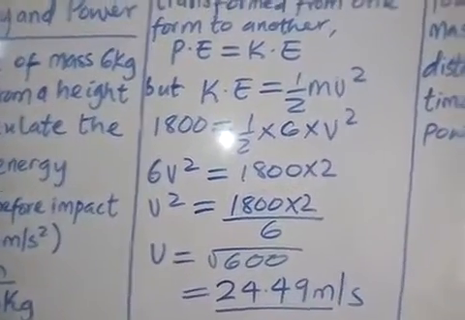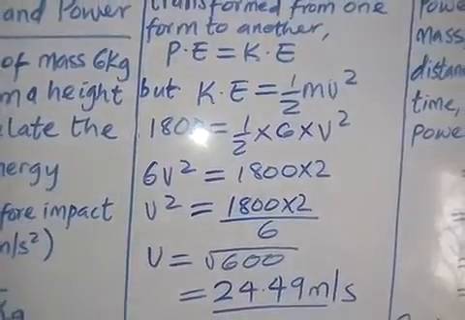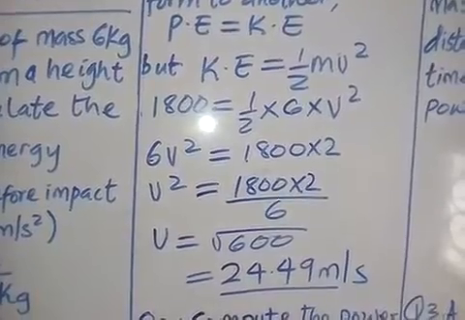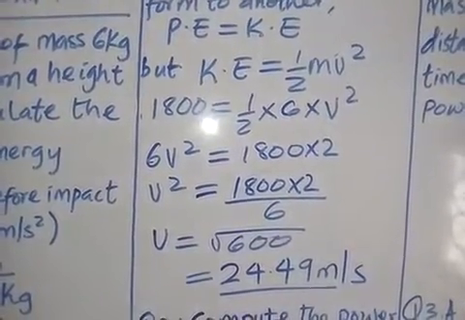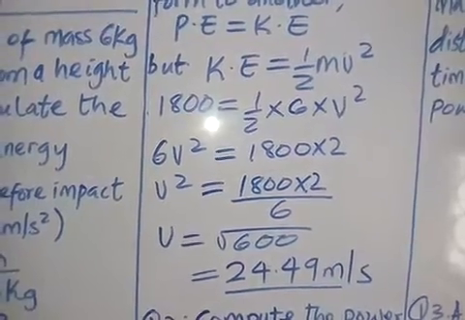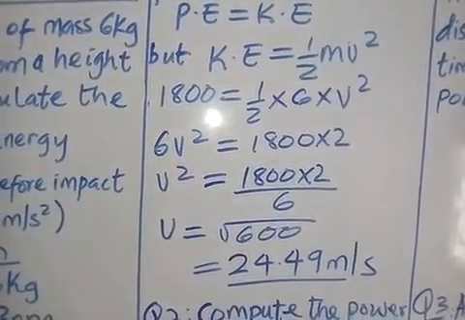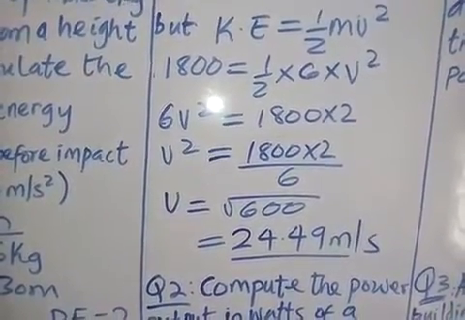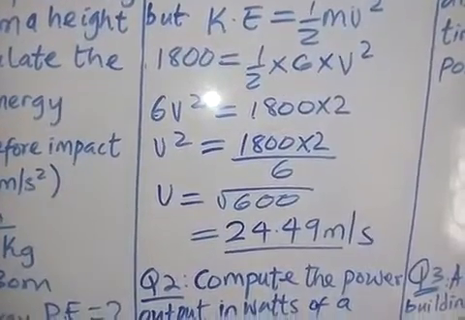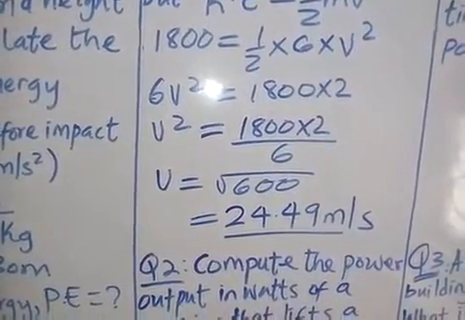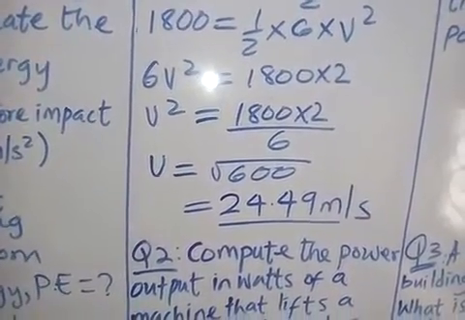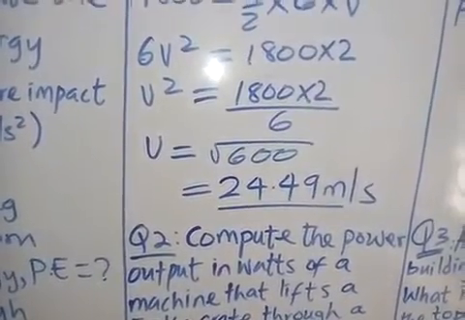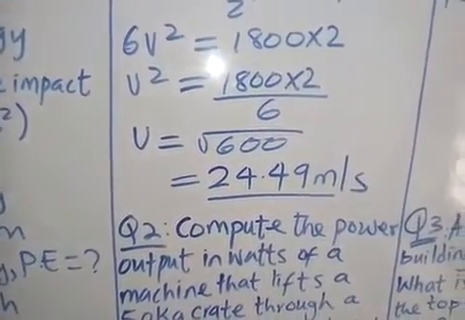We input the formula there. Our KE equals what? PE, and PE equals 1,800 joules. So we have 1,800 joules equals half multiplied by m, which is 6, multiplied by v squared. When we cross multiply, we have 6v squared equals 1,800 multiplied by 2. v squared equals, when we divide, 600. So v will be equal to the root of 600, and that will give us 24.49 meters per second approximately. The unit of velocity is meters per second.